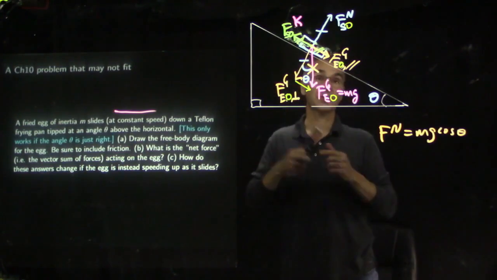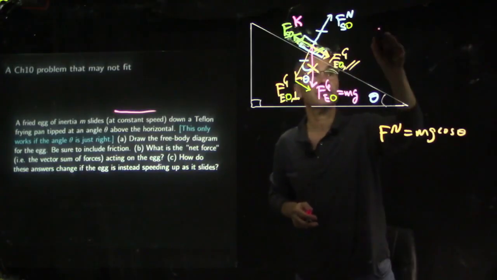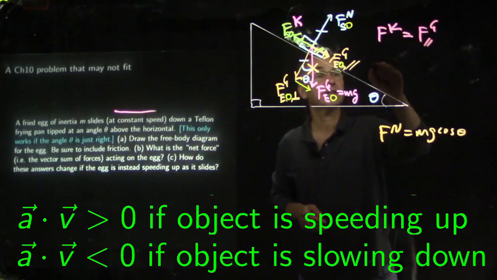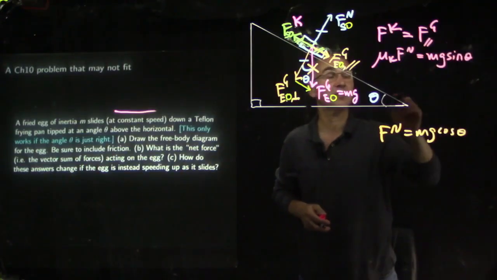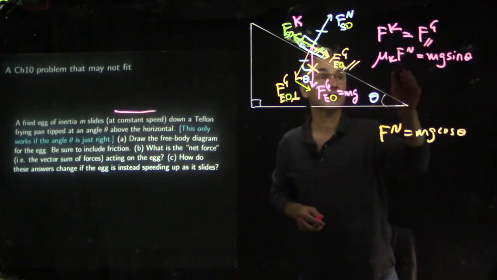You could then draw some conclusions from this. This kinetic friction force, F kinetic, equals this downhill component of gravity, and F kinetic is mu kinetic F normal. This F gravity is mg sine theta, that's the downhill component of gravity, and F normal is actually mg cosine theta.